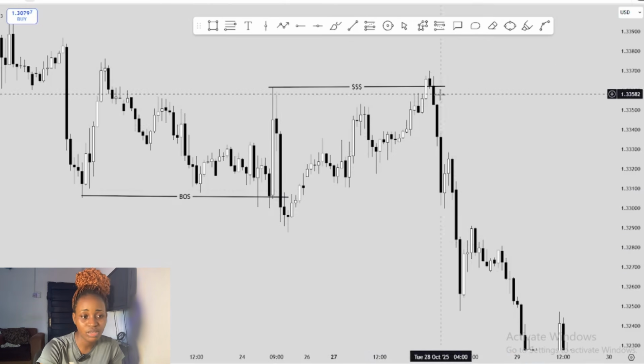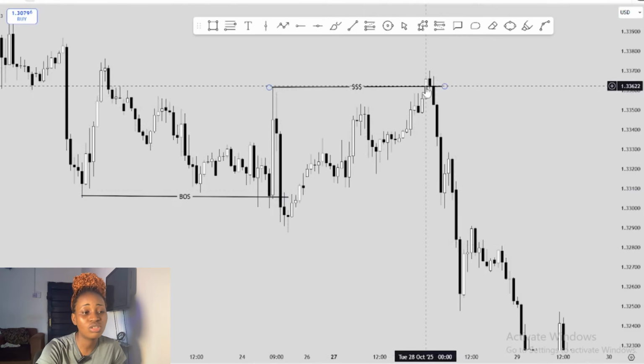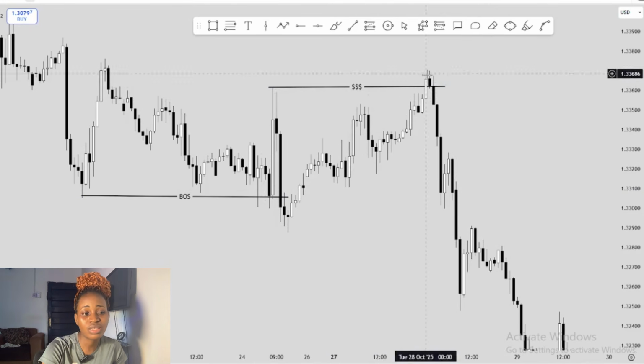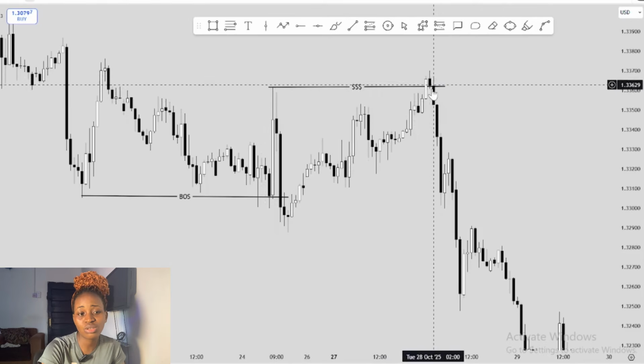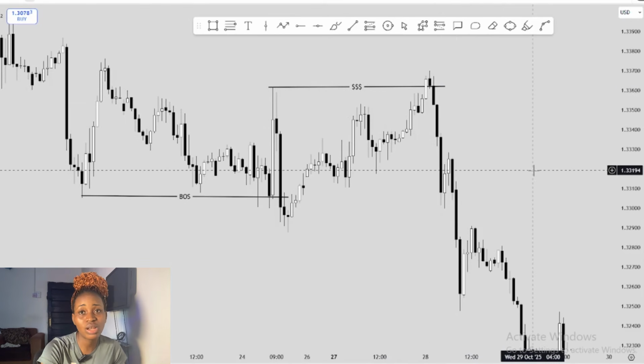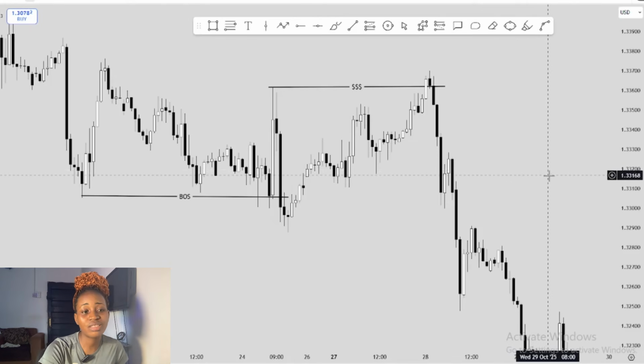Sometimes you see price pushing up, and that push doesn't mean the market has shifted direction. It just means price is pushing up, maybe to take out liquidity. And after price takes out that point, just watch how the market is going to play out based on the direction you are looking at. So this is how to identify an advanced market structure on your charts.